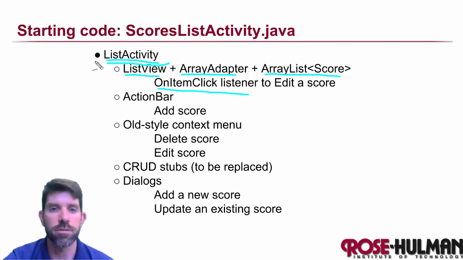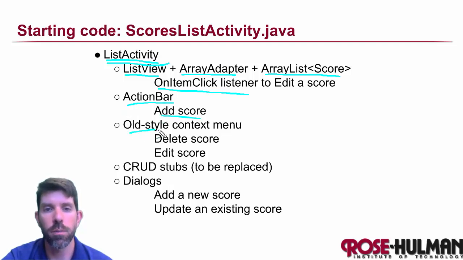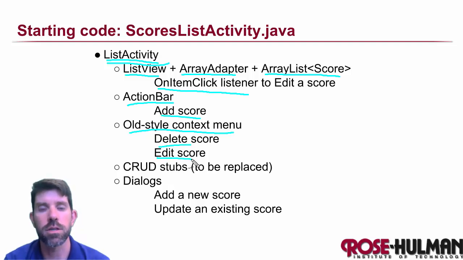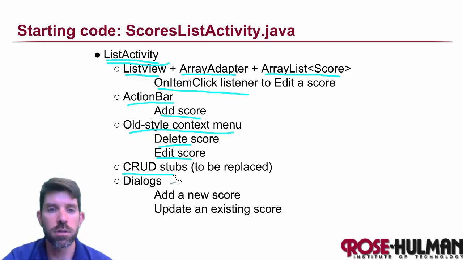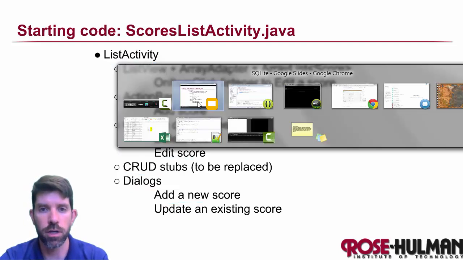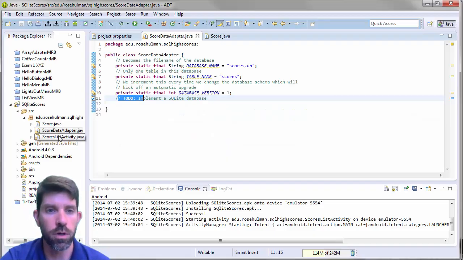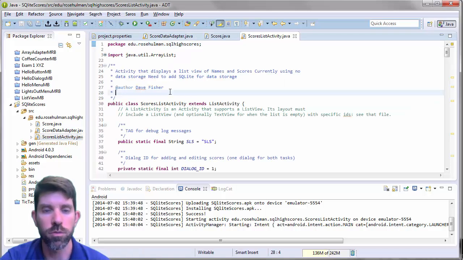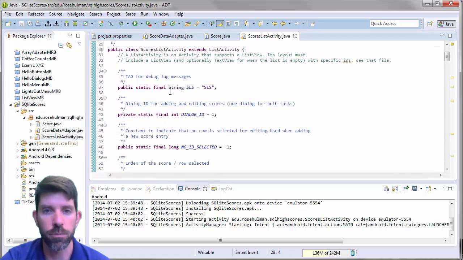So we'll take a look at list activity in a second. We have an action bar already there for you. And we have a context menu for deleting and editing scores. We have stubs for CRUD methods, right? For calling the CRUD methods, we should say here. And then some old dialogues to add and then update an existing score, right? So we've already seen these things running. Let's take a look briefly at the code. You're more than welcome, of course, to look at it on your own.